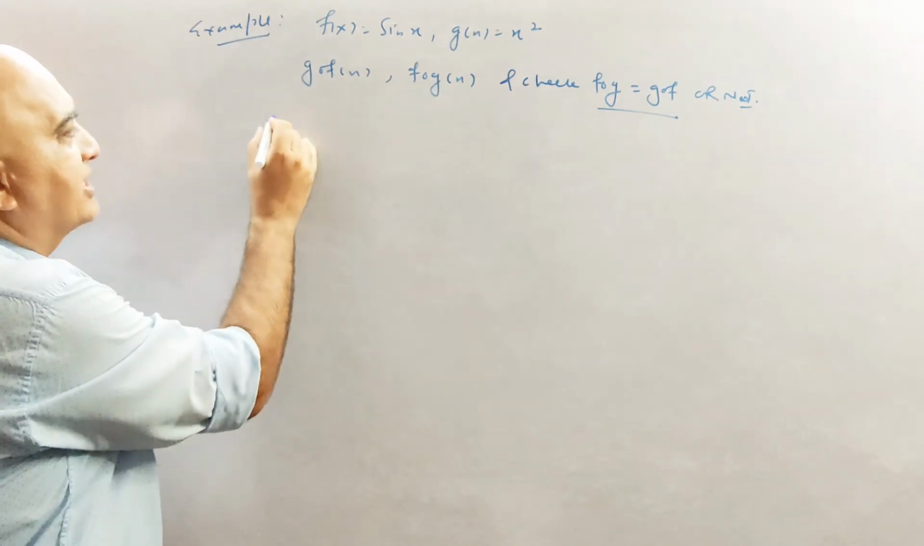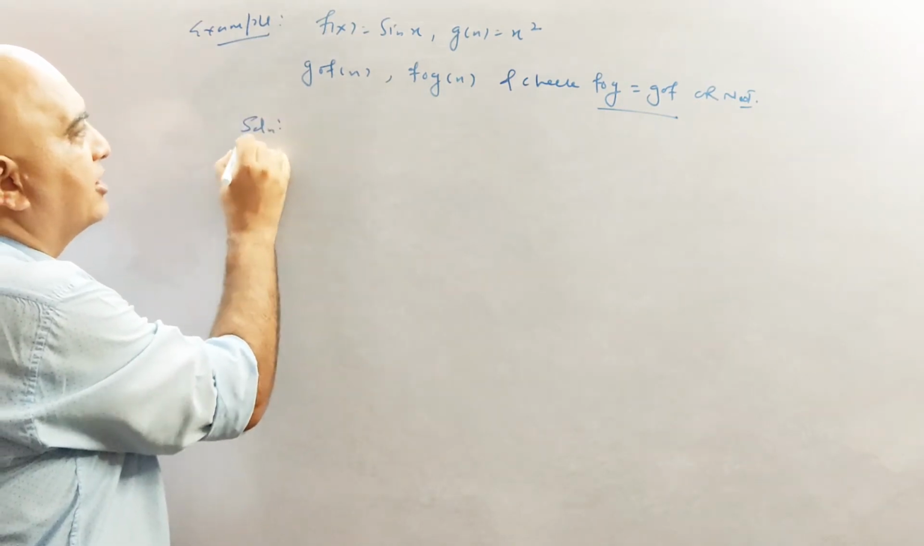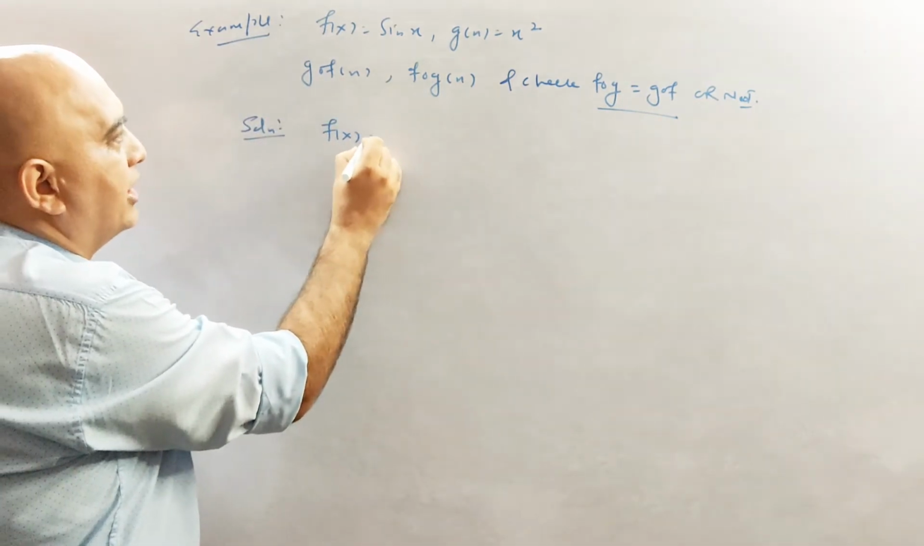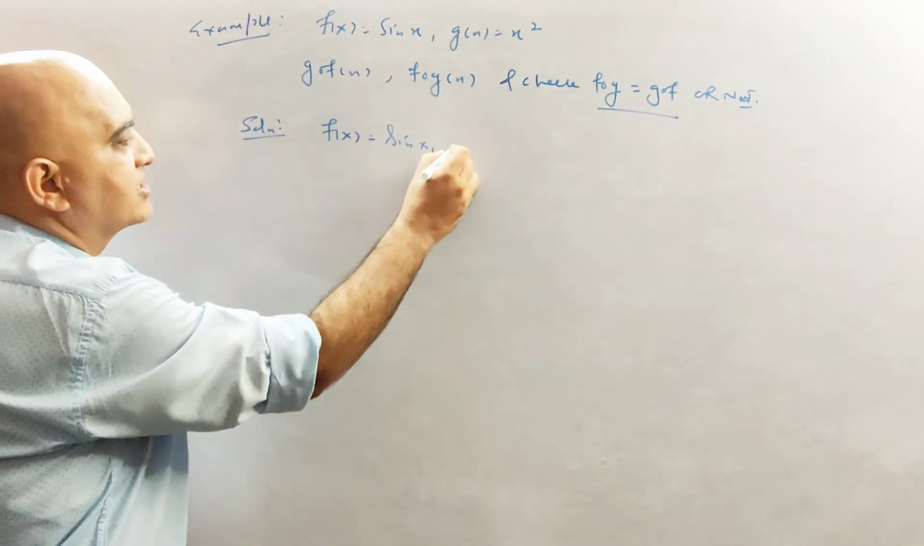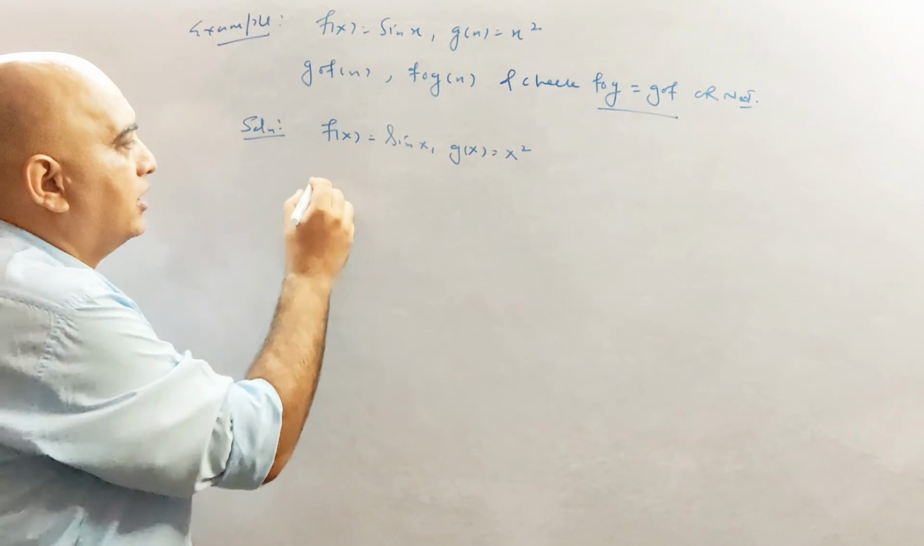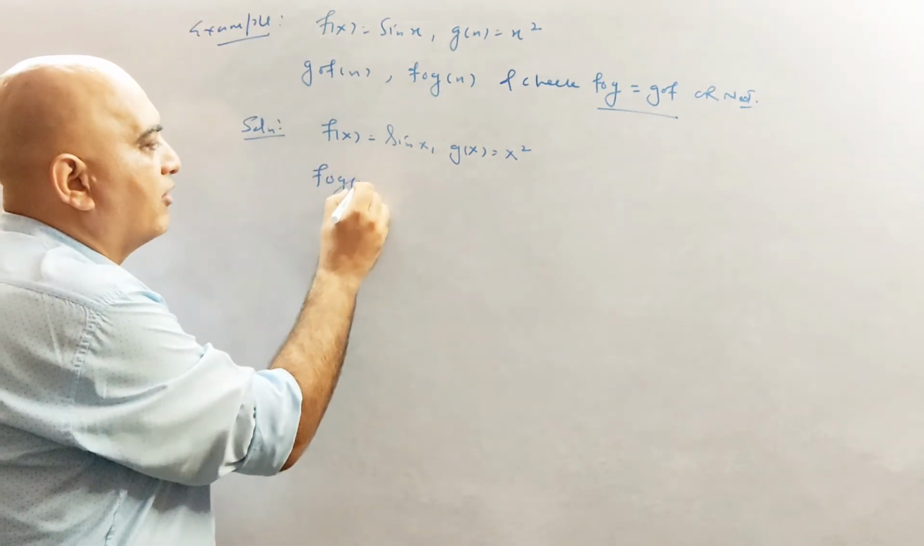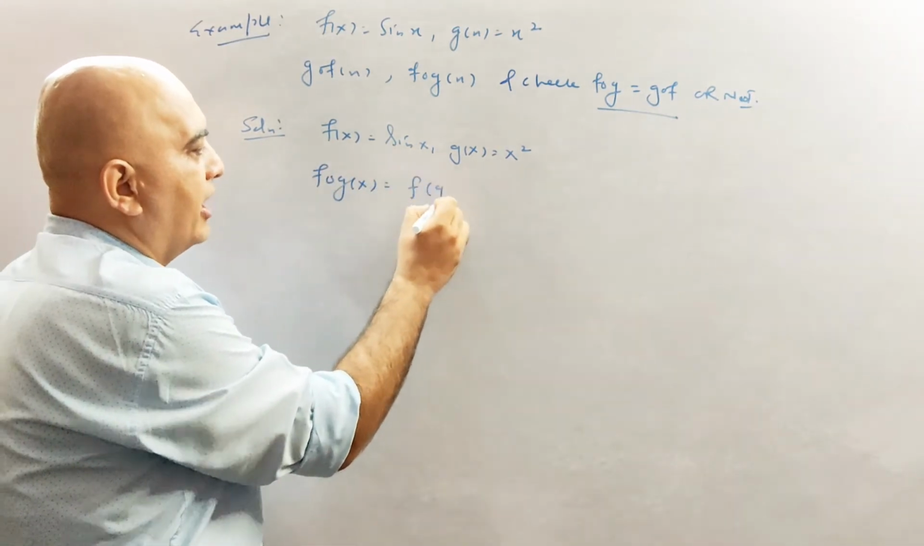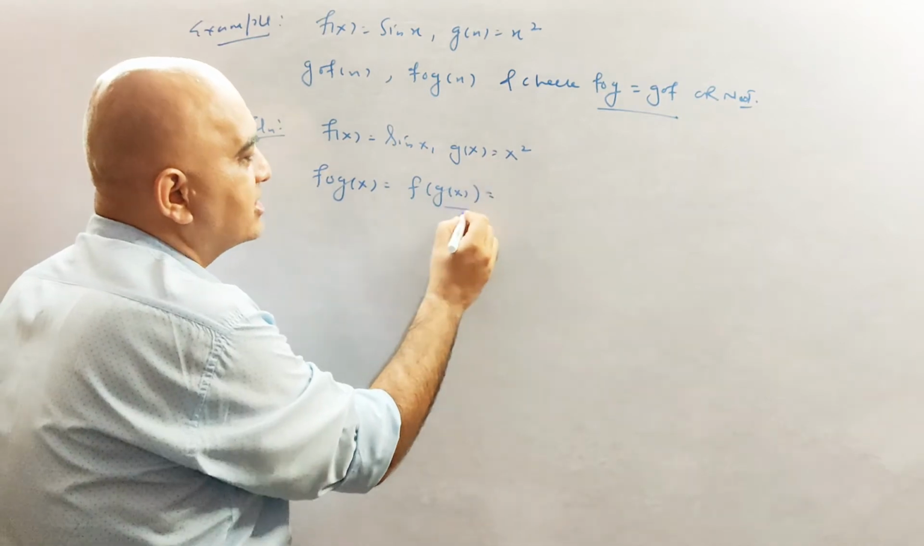Now, we are taking the solution of the given question. If f(x) is equal to sin x and g(x) is the other function which is defined as x squared, then what is the value of f of g(x)? You should write f of g(x). What is the value of g(x)?